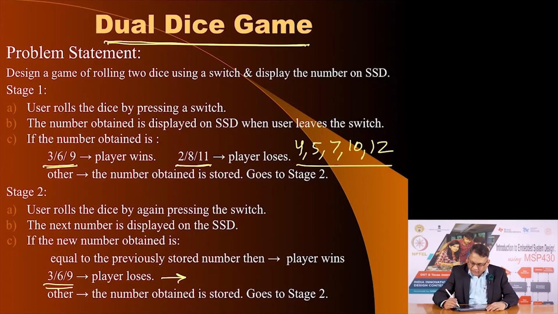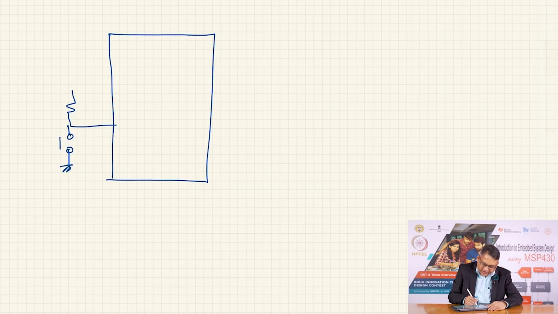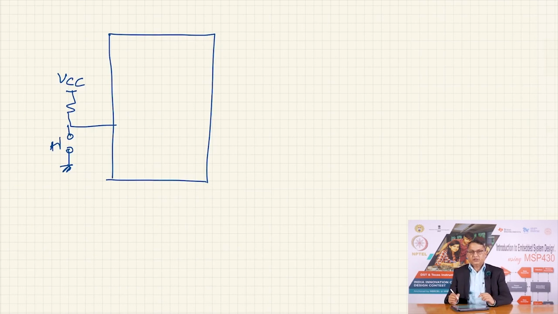Let me draw for an end user what the game would look like. So, we want a system which has a mechanism to roll the dice, and we do not have a physical mechanism where we are shaking it, and instead we have a switch with which we can simulate the act of rolling the dice. So, when I press the switch, it is like I am shaking the dice, and when I release the switch, it means that I have thrown the dice and you see the two numbers that come out.